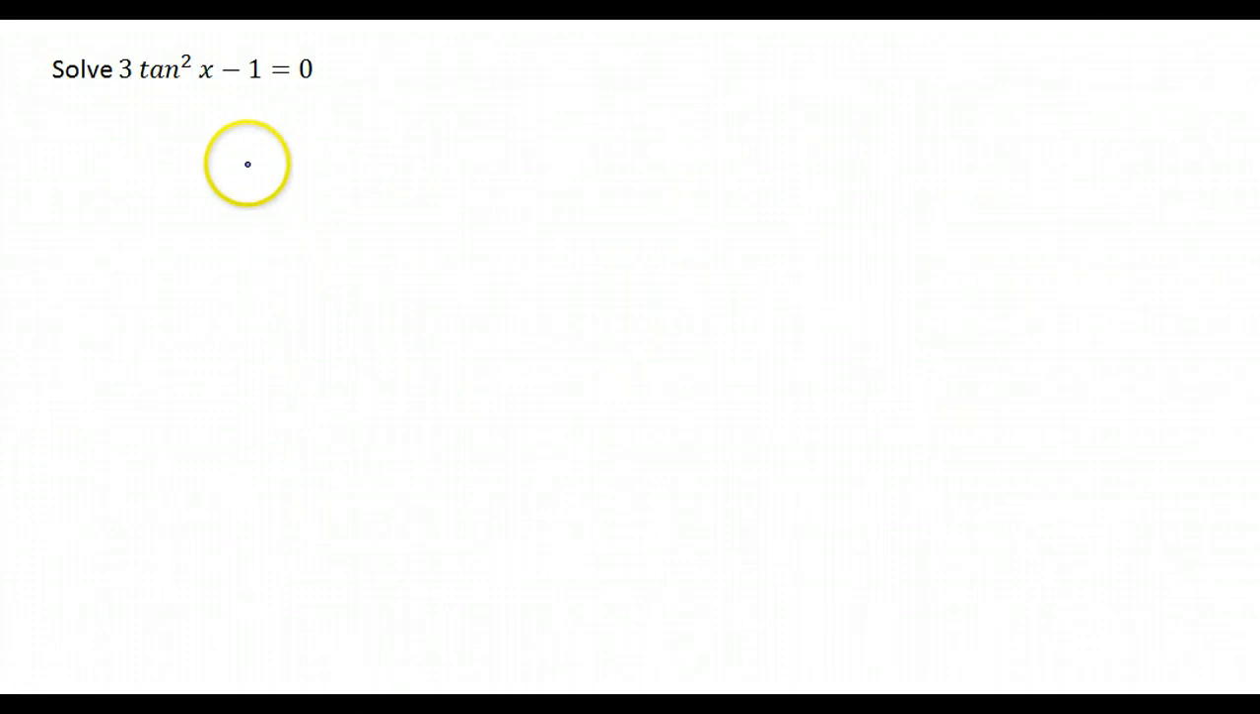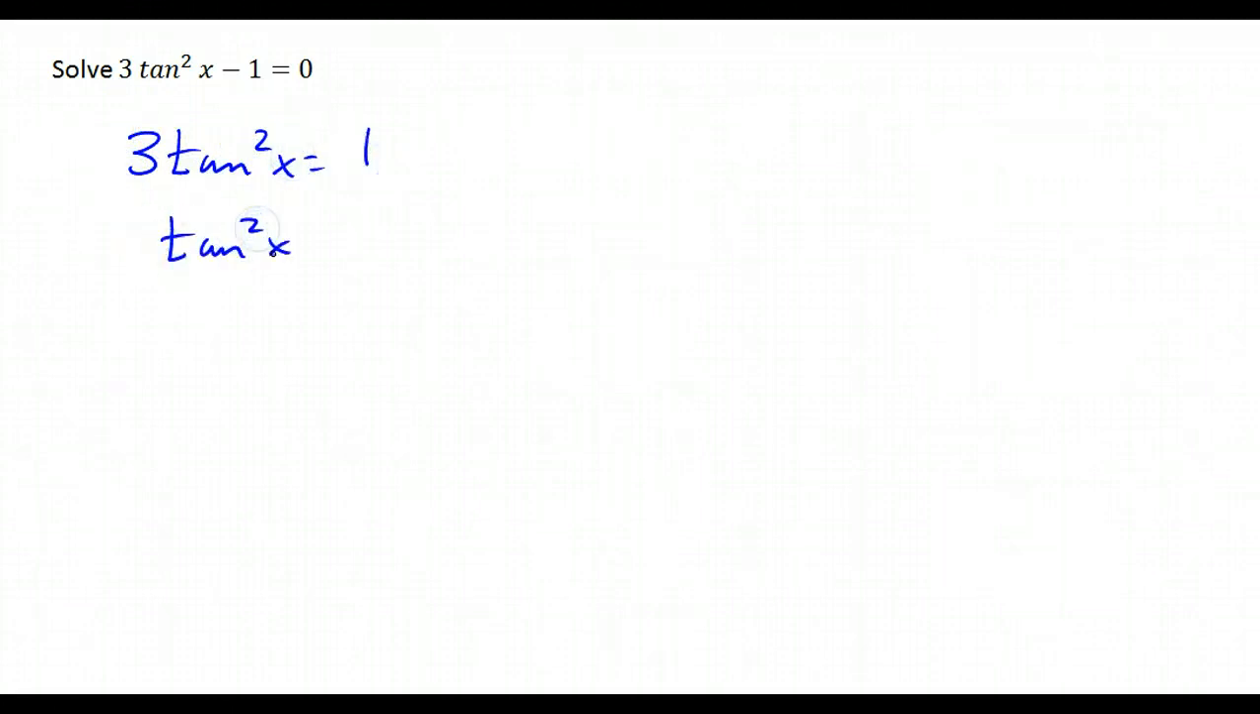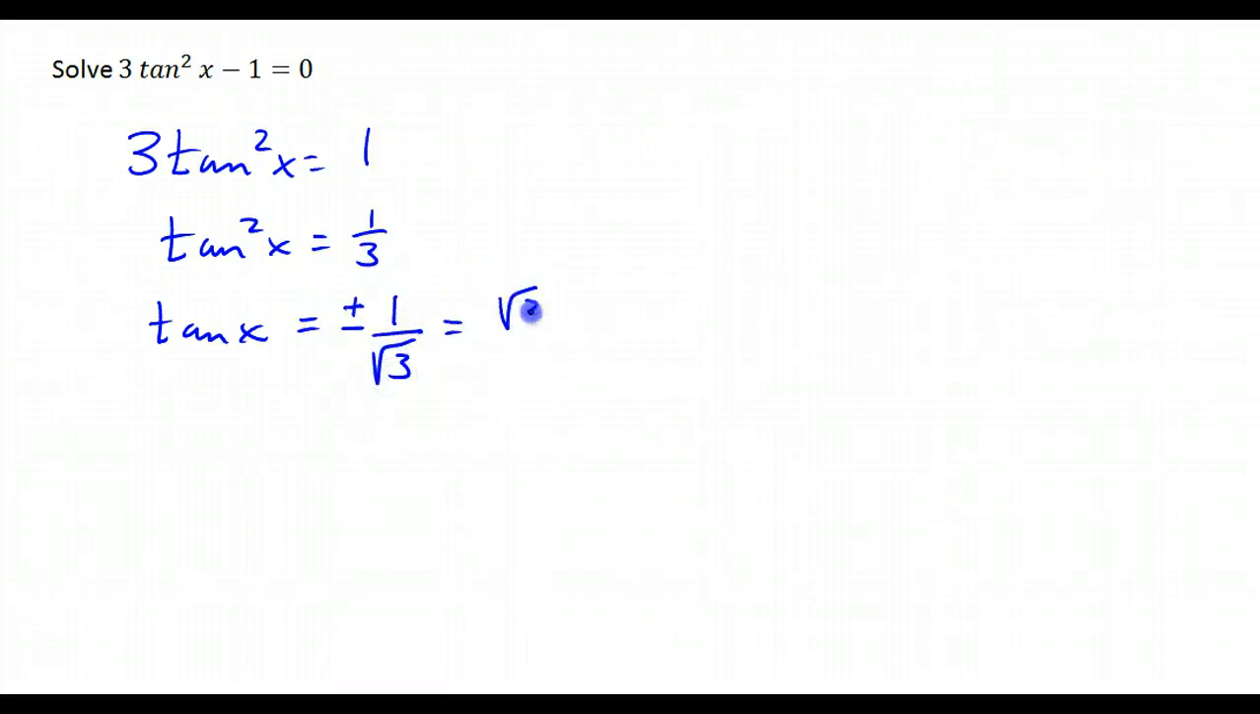We're not limited to sine when we're solving trig equations. Here's one with tangent in it. So let's solve for tangent. So 3 tangent squared x equals 1. That means that tangent squared x equals 1/3. And tangent of x is plus or minus. Don't forget to do plus or minus when you take the square root of both sides. And if I rationalize the denominator, we get plus or minus root 3 over 3.